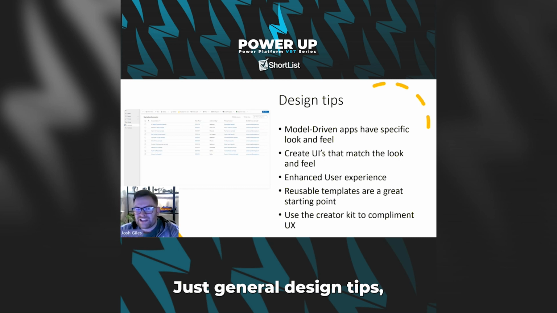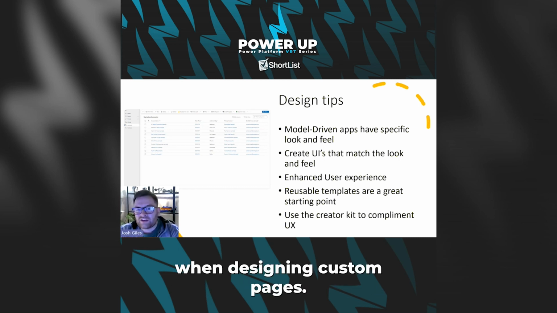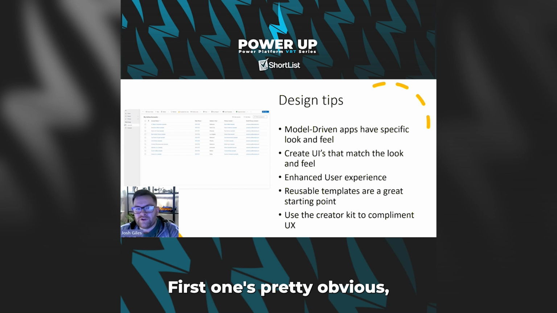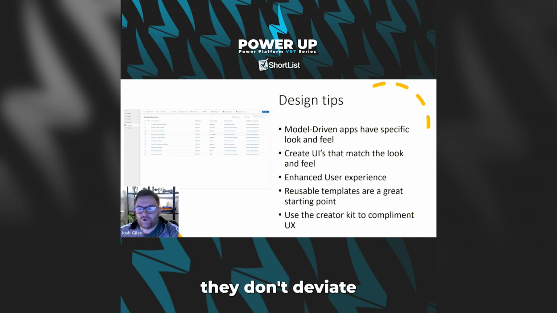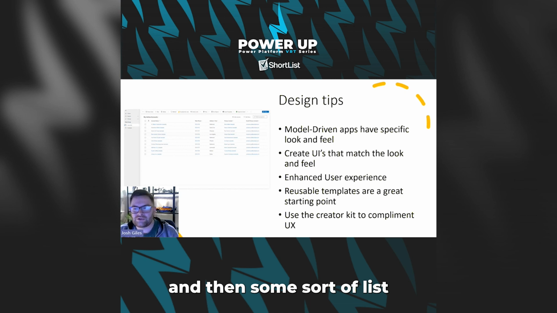Just general design tips, things that I tend to find when designing custom pages. First one's pretty obvious, but model-driven apps have a very specific look and feel. They don't deviate too much from that. You're always going to have a nav bar on the left. You're always going to have some sort of command bar at top, and then some sort of list or form view underneath that. They always follow that same kind of format and very familiar design standard guidelines.